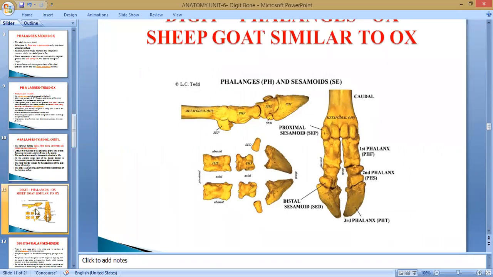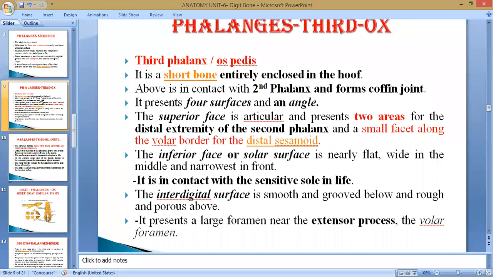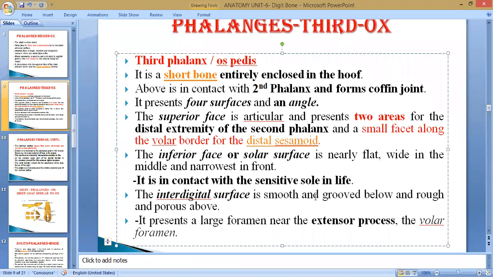So in this regard, we have completed the description of the third phalanx. It contains four surfaces and an angle, and is located just below the second phalanx, forming the coffin joint. These four surfaces are the superficial surface, the volar surface or solar surface, the interdigital surface, and the lamellar surface. So what are the structures present?